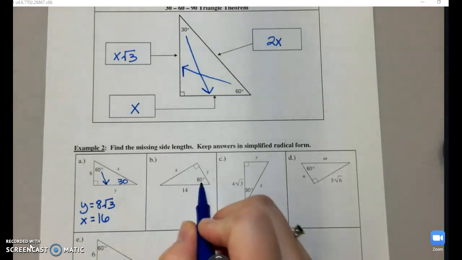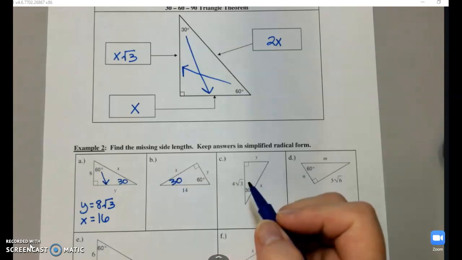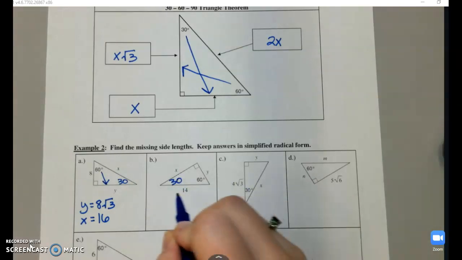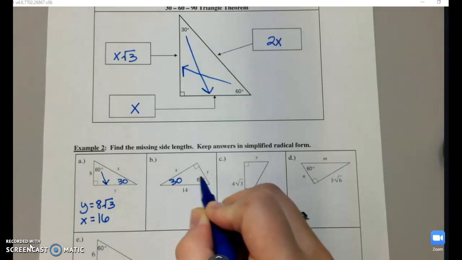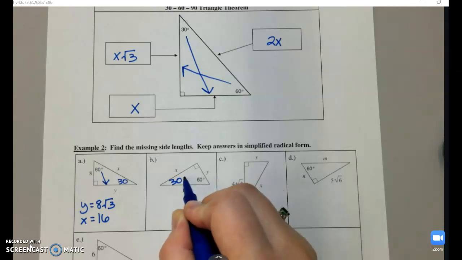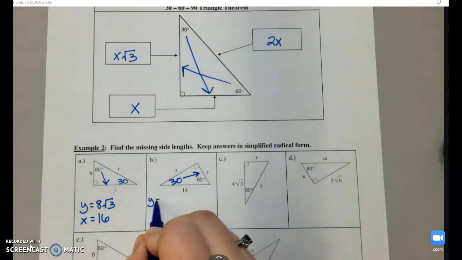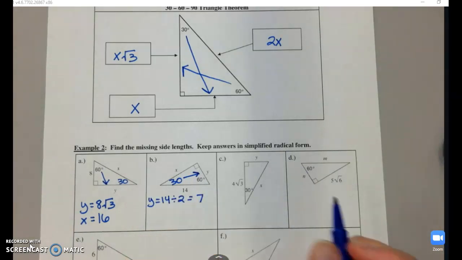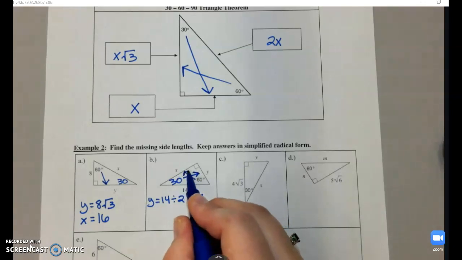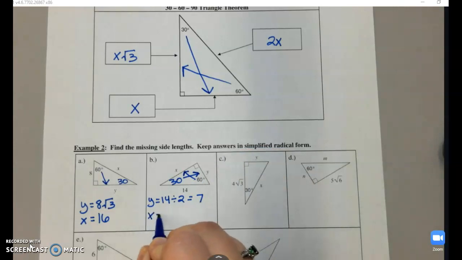Right. Example B. I find it keeps it straight if I fill in that missing angle so I know what I'm given. Here we're given our hypotenuse, which is twice the side opposite my 30-degree angle, and the side opposite our 30-degree angle here is y. So y is going to be 14 divided by 2, which is 7. And x is our side opposite the 60-degree angle, and so that is going to be this side times the square root of 3. So 7 times the square root of 3.